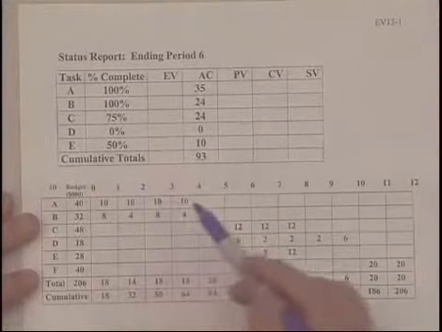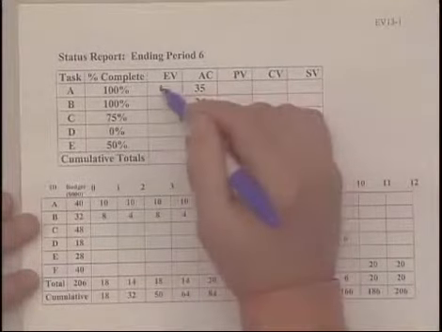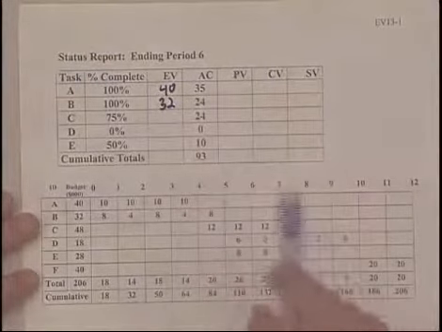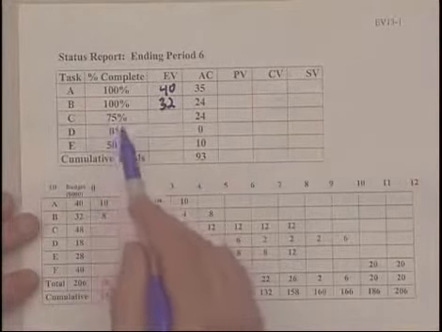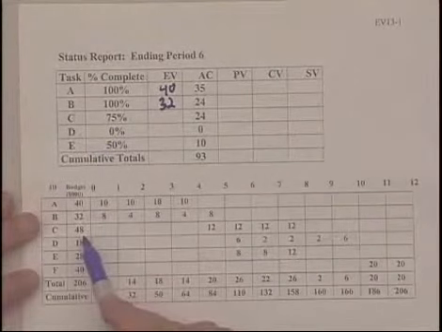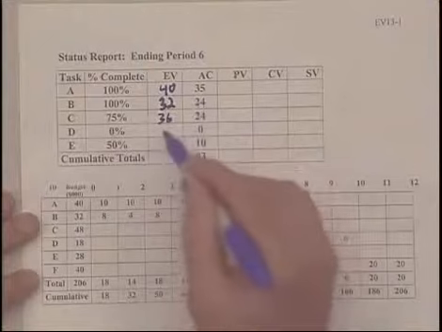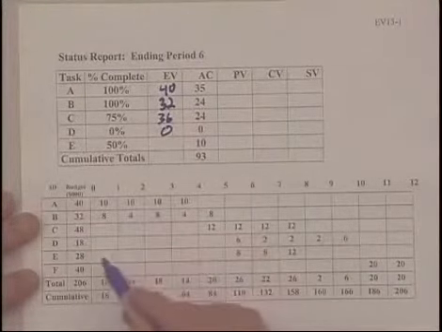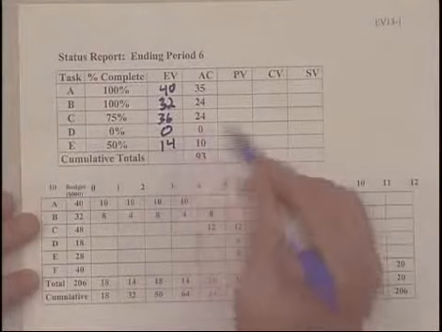So we go ahead and look at the earned values. We continue to earn for the completed work of A and B. We now get credit for 75% of C. C is 48. 75% of 48 is 36. We get no credit for D because no work has been accomplished. And we get 50% of activity E, which is 14.